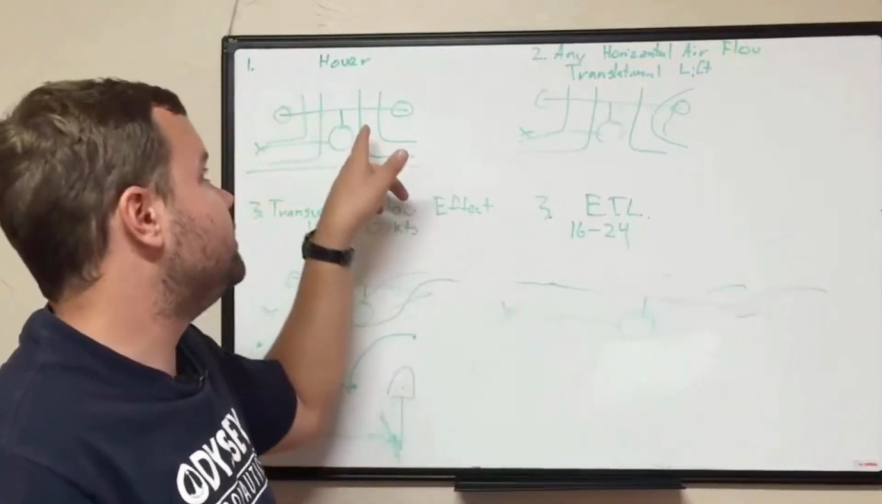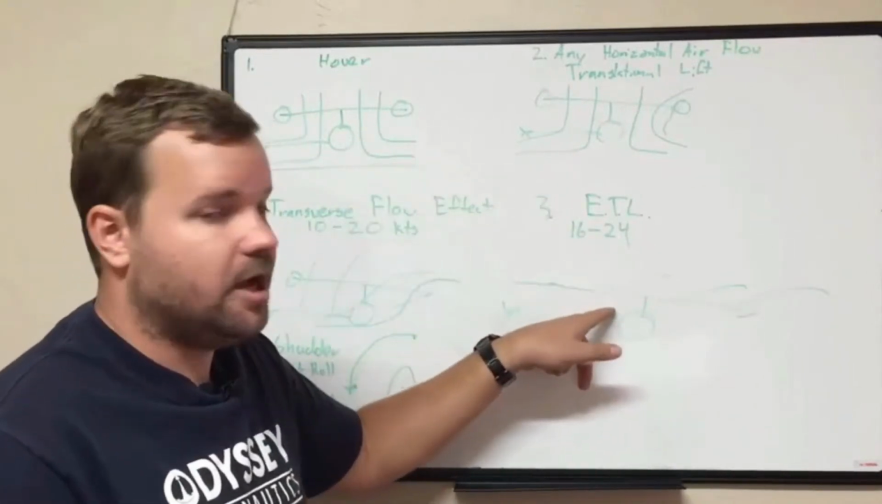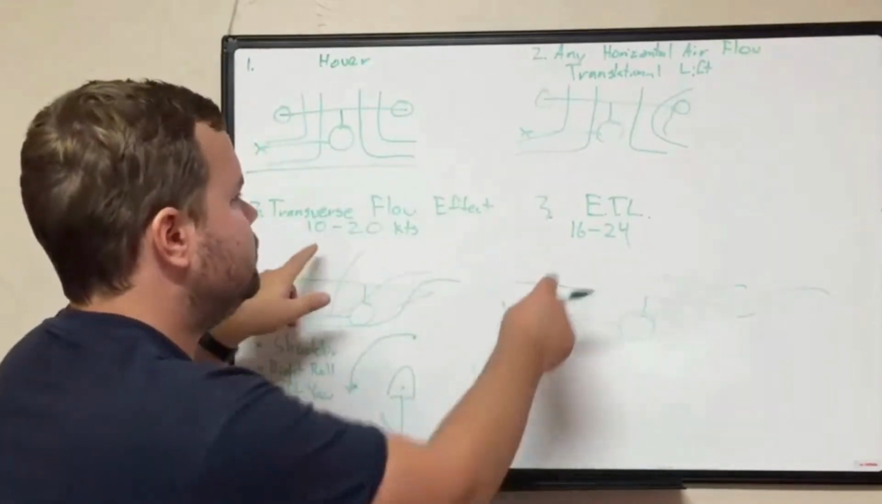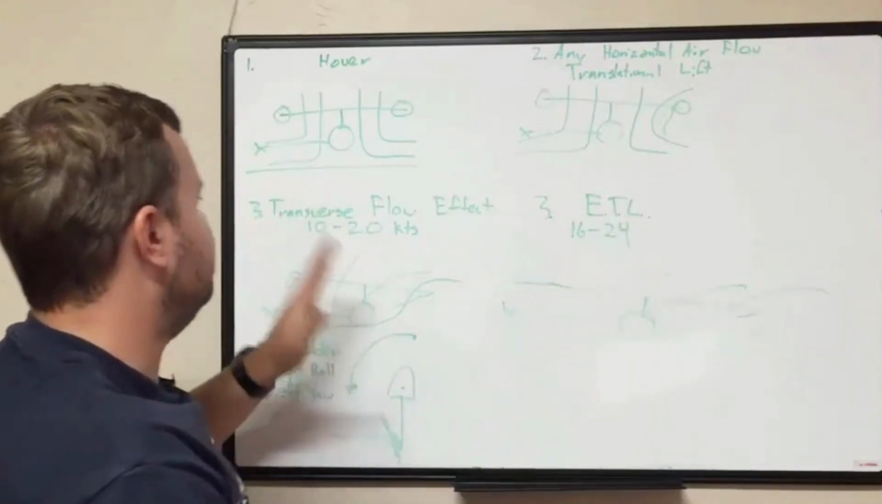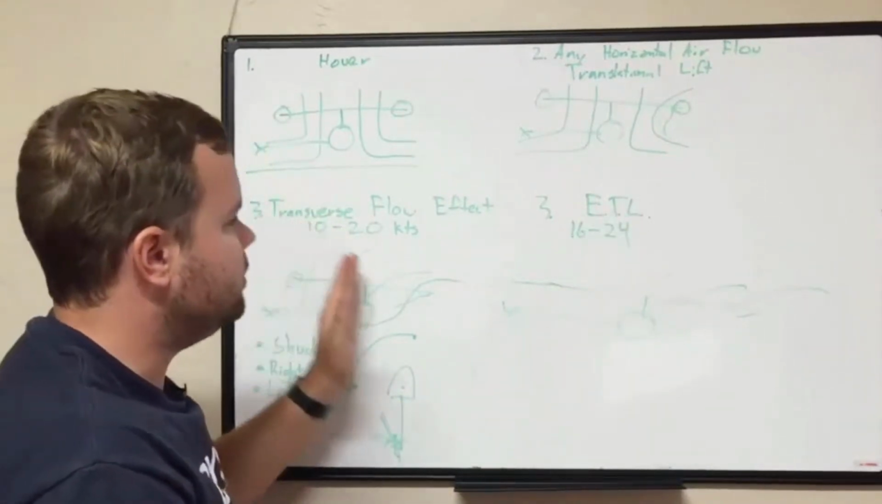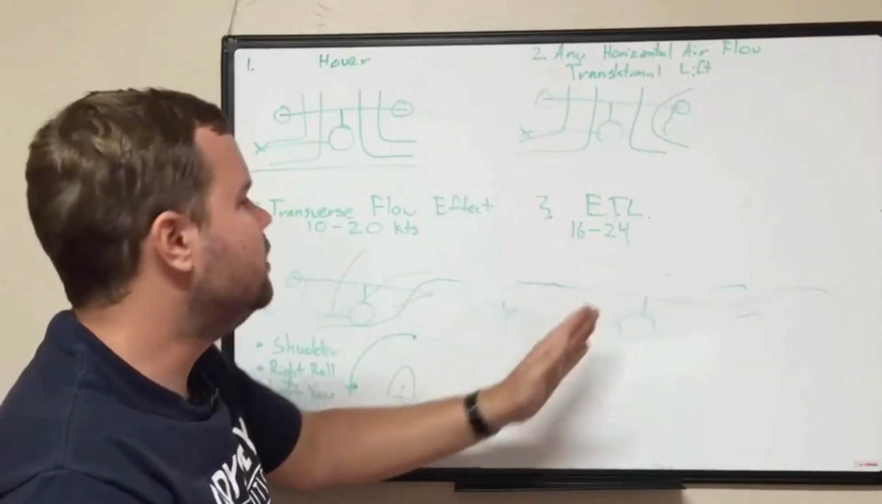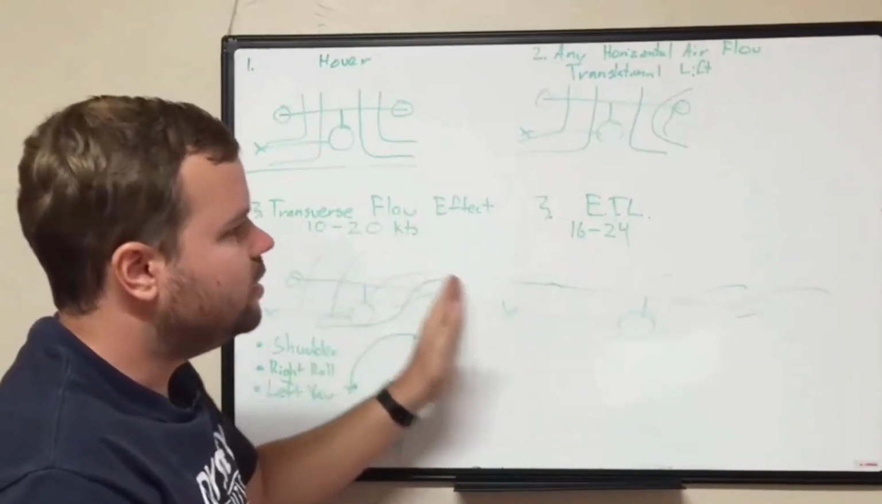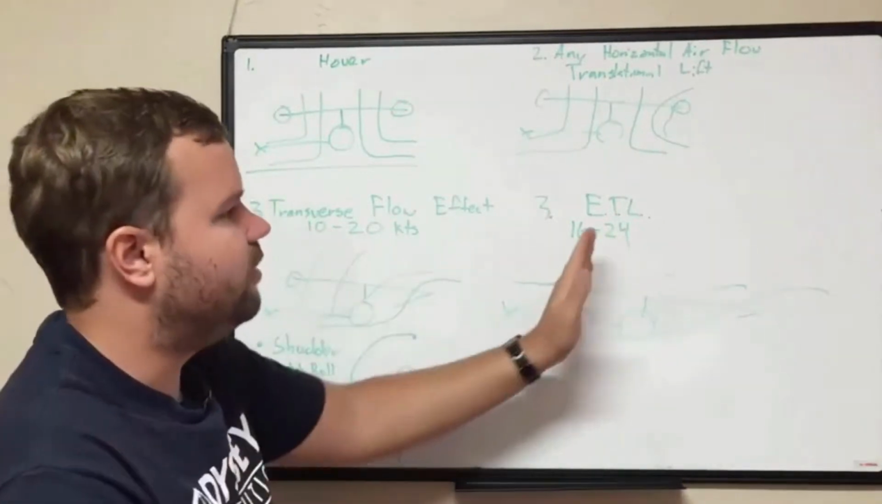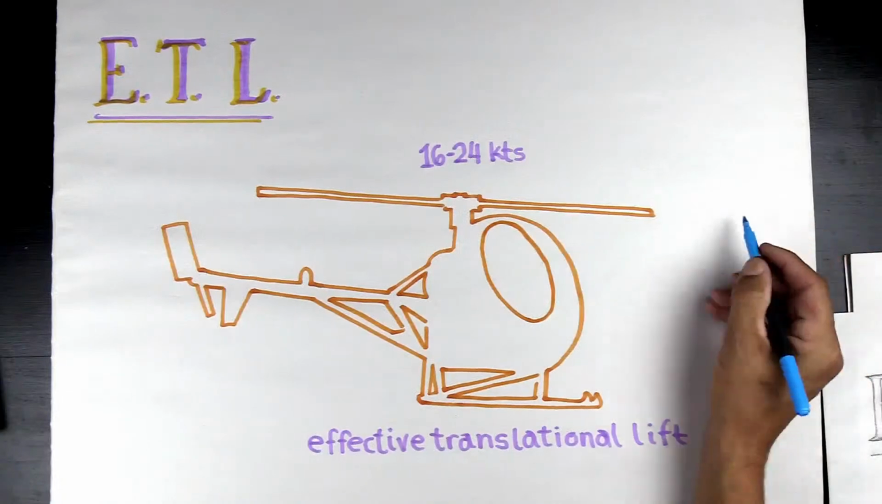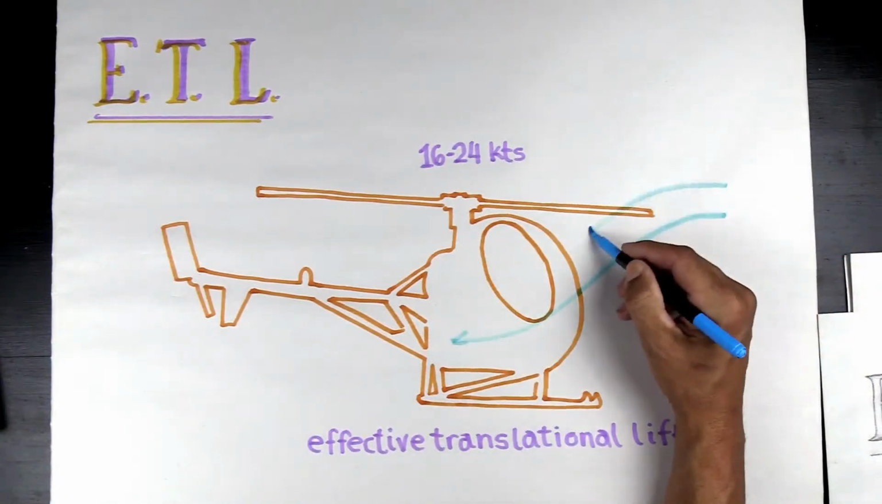This is why hovering takes a lot more power than it does to actually fly forward. Now notice these two, the airspeeds overlap, but these will never overlap. Basically, if you hit transverse flow at 10, you're probably going to hit ETL at 16. If you hit transverse flow at 20, you're probably going to hit ETL then at 24. You're not going to have both. It's always going to be this, then this. And this is why we like to get through to ETL to get into that clean air.